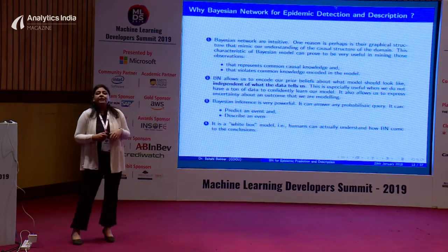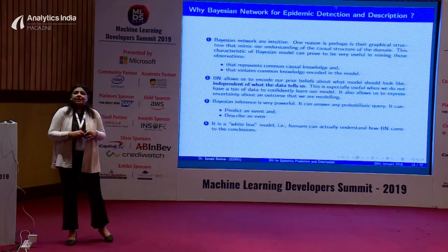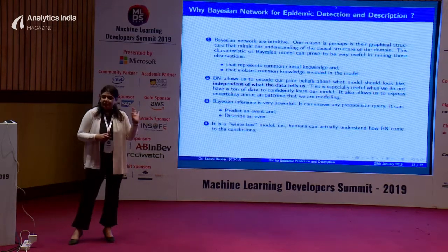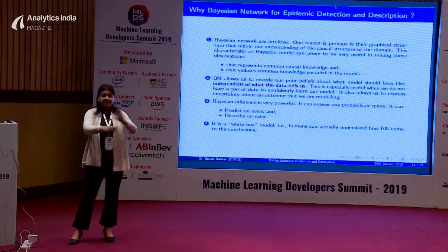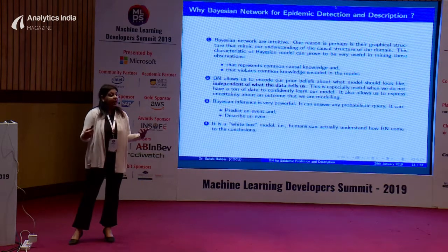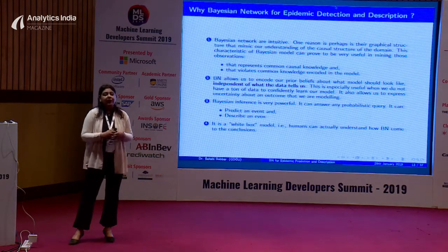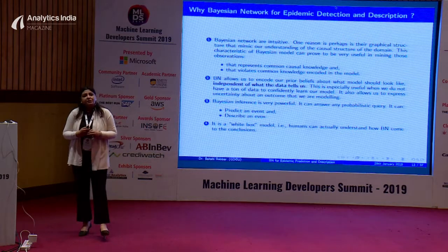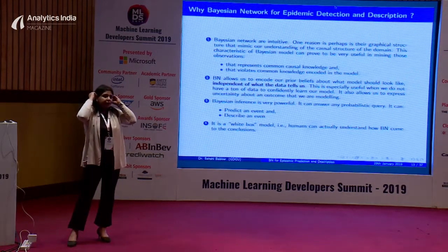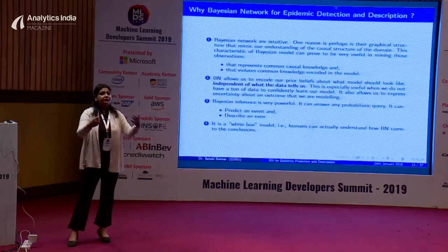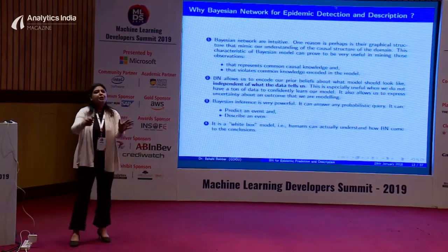The third important thing in choosing the Bayesian network is that we can predict the event with a probability. That means the Bayesian network is somehow capturing the uncertainty that governs your domain. Second, we can describe what the problem is, right? When we see machine learning models nowadays, it's more important to find out the description than the prediction. We know that, okay, this is going to happen.